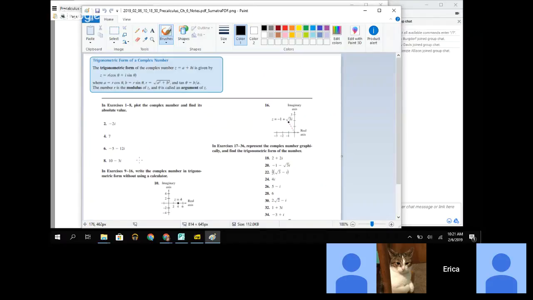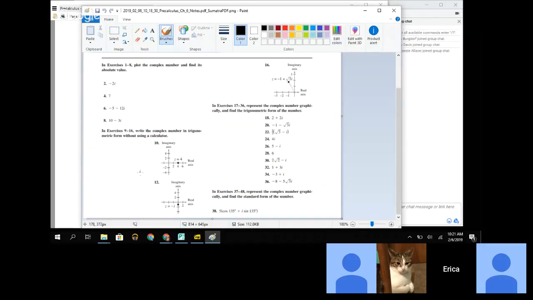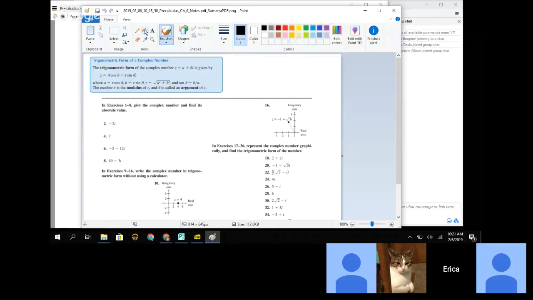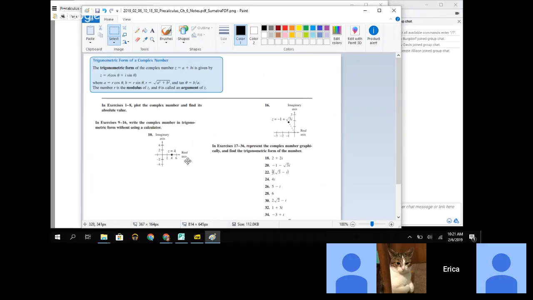Okay, so let's do a couple of these so that you can see what it looks like. Right here we have a complex number. It says write the complex number in trigonometric form without using a calculator. You always do that, right? Don't use your calculator. I'm going to move this up so that we can be closer to what we are trying to do here.